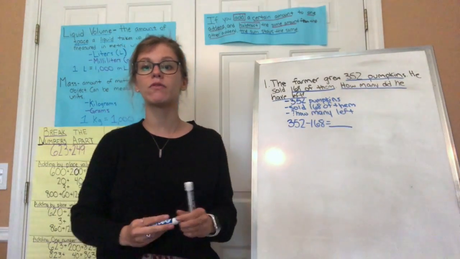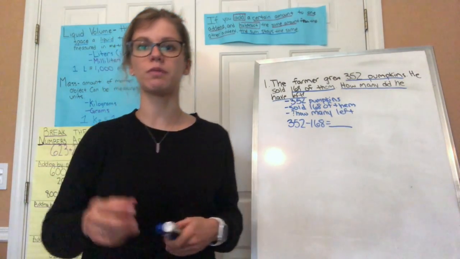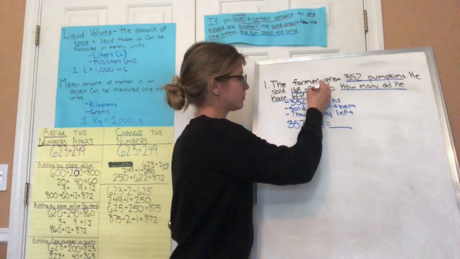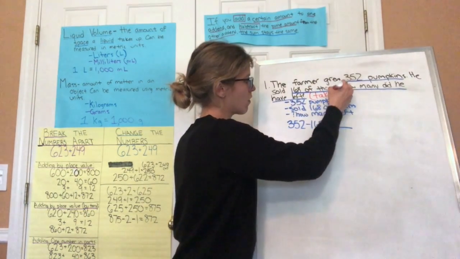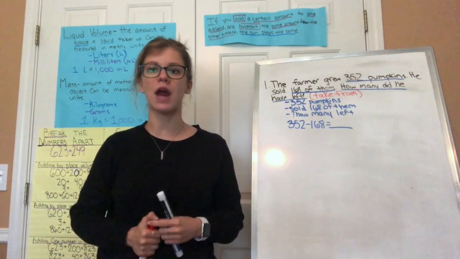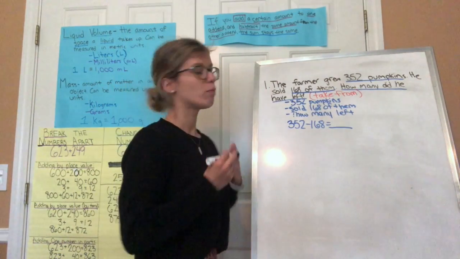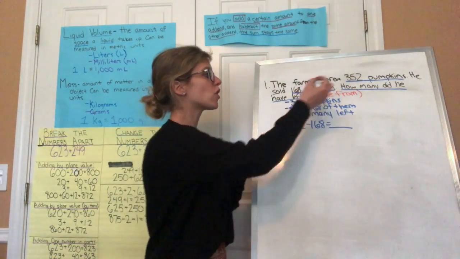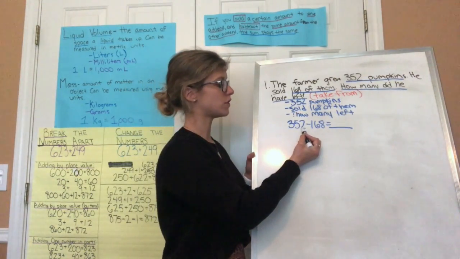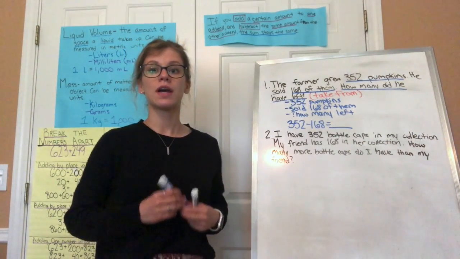So this type of story problem or word problem is called a take from strategy. Pause me and think about why this word problem is a take from strategy. It's pretty much in the name. You're starting with a certain amount and then you're taking away another amount. So we started with 352 and we're taking away 168. So let's take a look at another word problem.